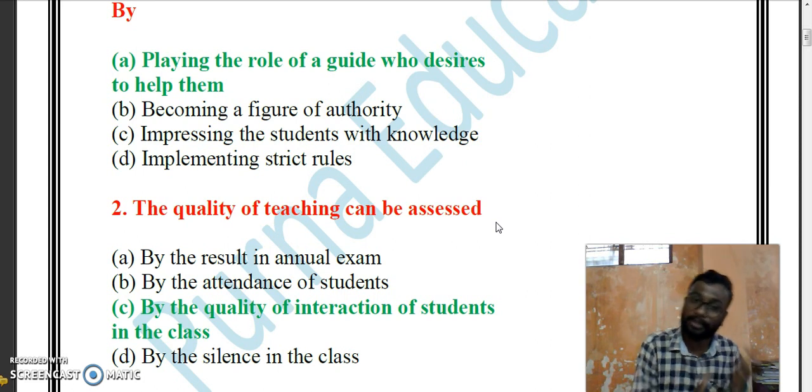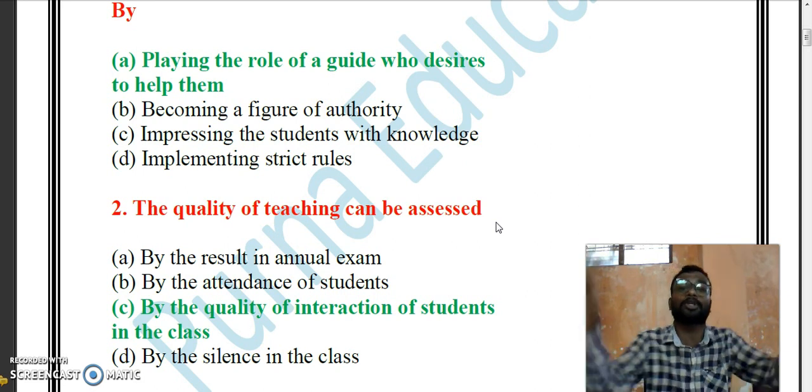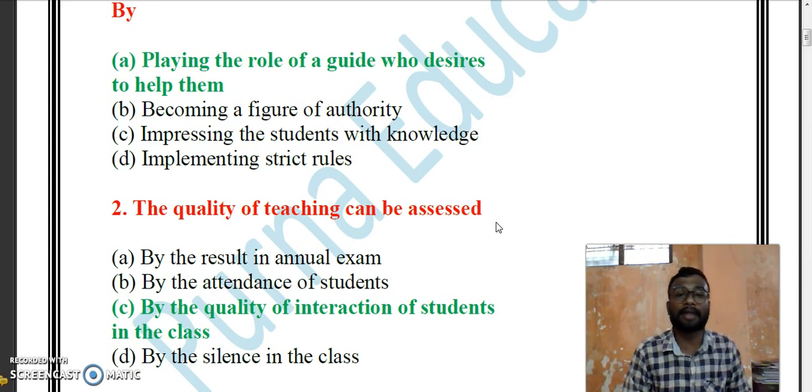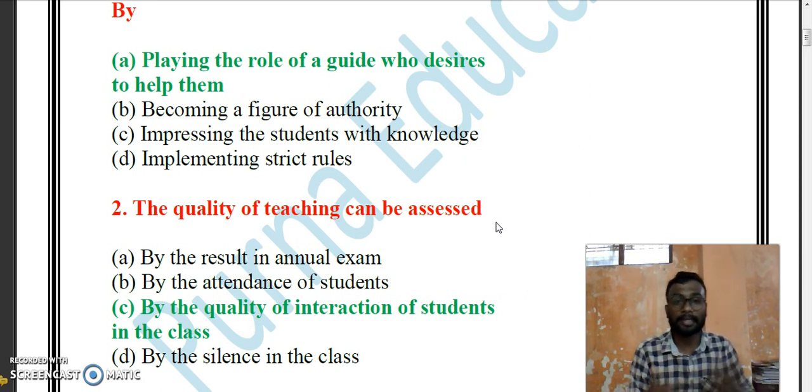Yes, the quality of teaching will be assessed by the quality of interaction happening in the class between the students and teachers and among the students. So this is a factor which will assess the quality of the teacher.